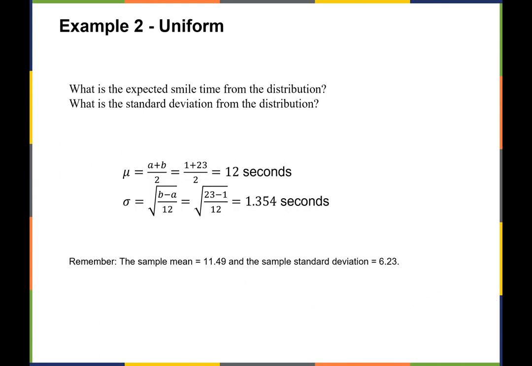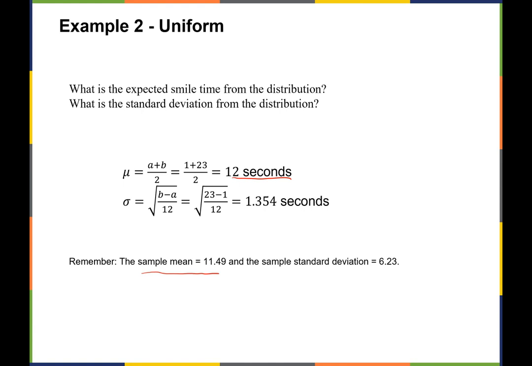Let's see if we can figure out the expected smile time for this distribution and the standard deviation. Well, remember, a is 1 and b is 23. So we find the average of those values, and we get the average expected smile time, 12 seconds. Using our formula for standard deviation, we got 6.35 seconds. And actually, if we look back at our sample, the sample mean is pretty close. Our standard deviation isn't that close, but that's okay. We'll come back and talk about that another time.